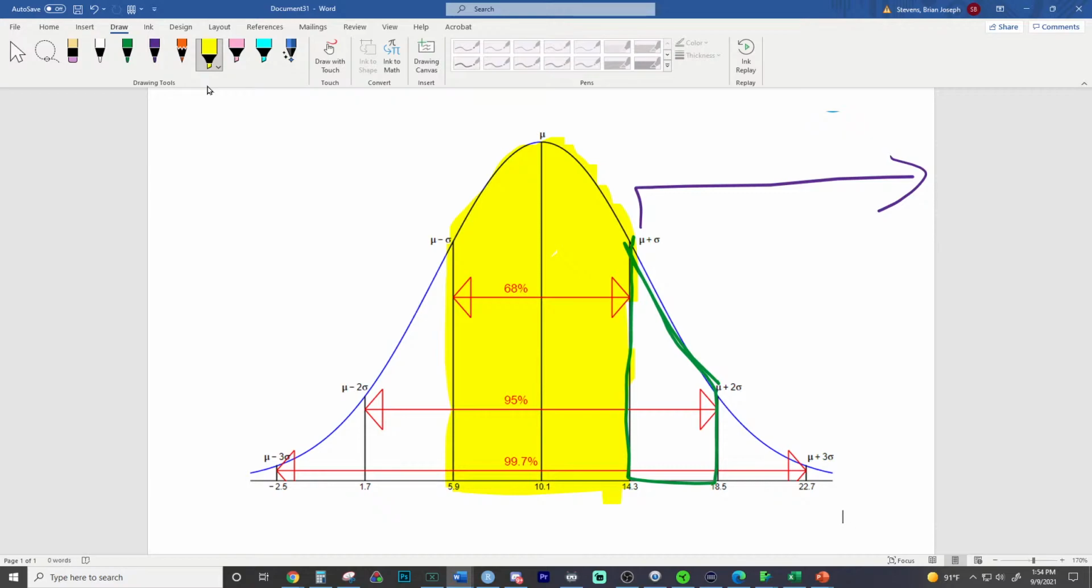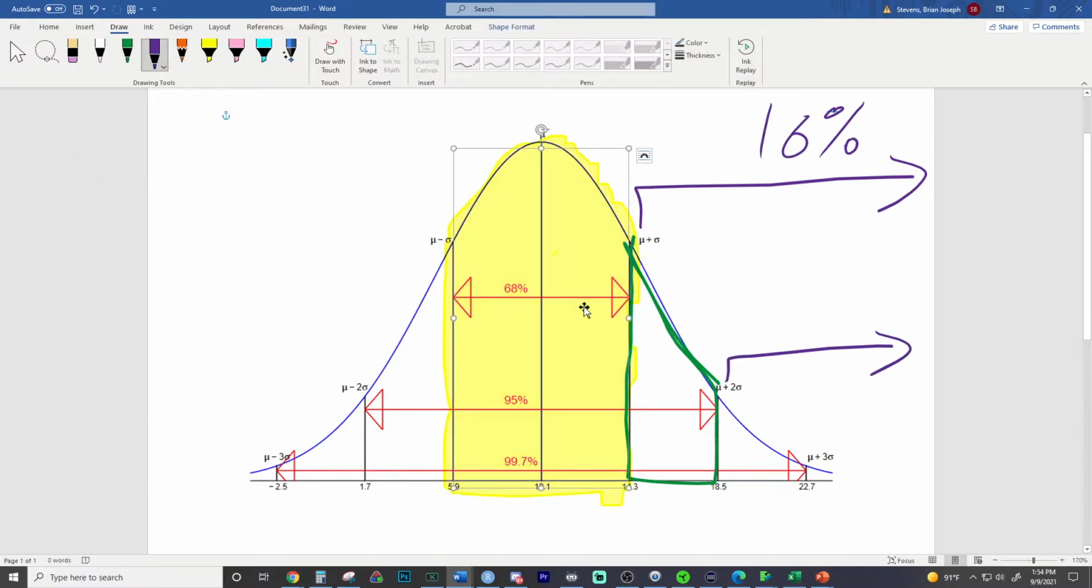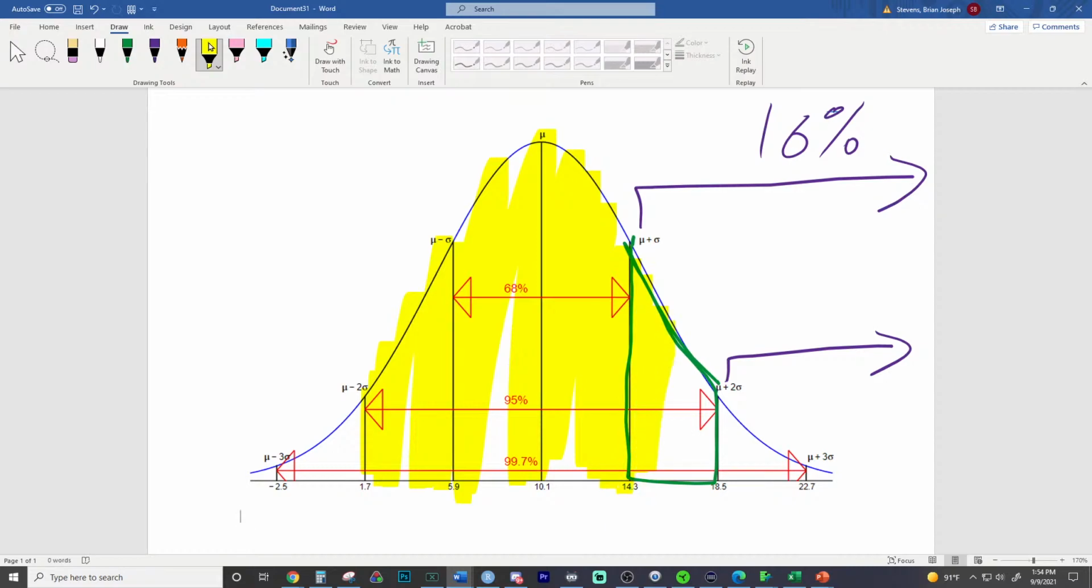Great job. What is the total across that area right there? 16. Now here's where it gets tricky. What is the total? I'm going to reshade this again. Now I'm shading 95%. How much is this arrow worth right here? So that arrow right here, think if I've shaded 95% in the center, how much is that arrow worth right here?